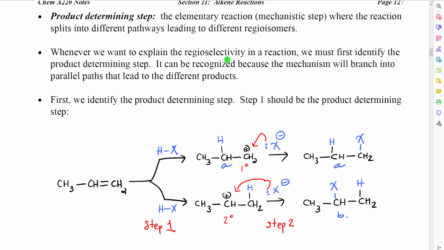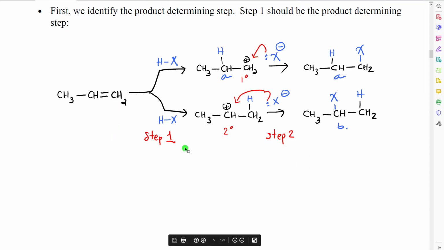Whenever we want to explain regioselectivity, we must identify the product determining step. It'll be recognized because that's where the mechanism branches. In our particular example, if we look, step 1 should be the product determining step.